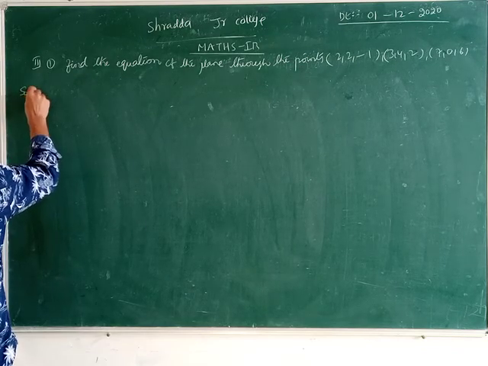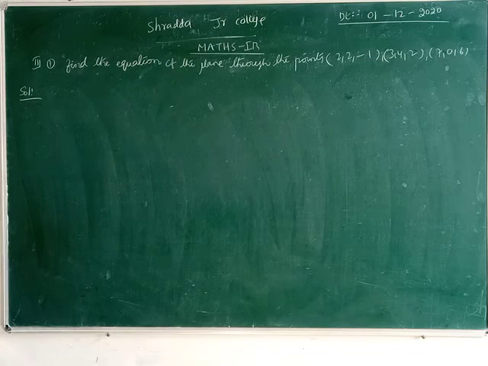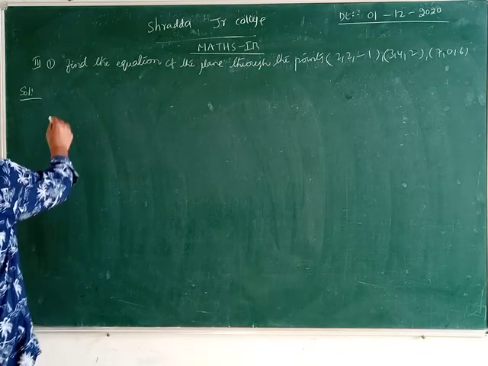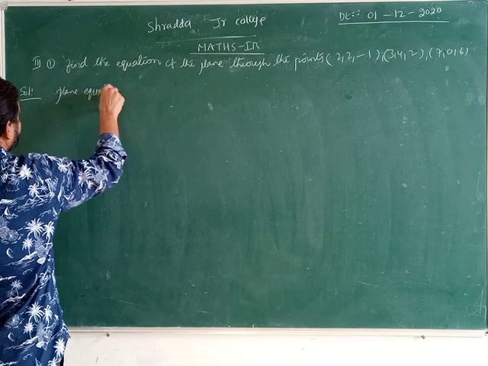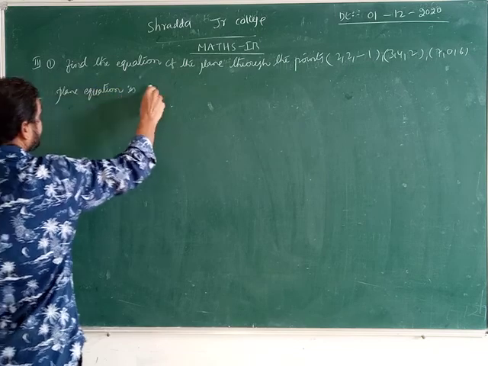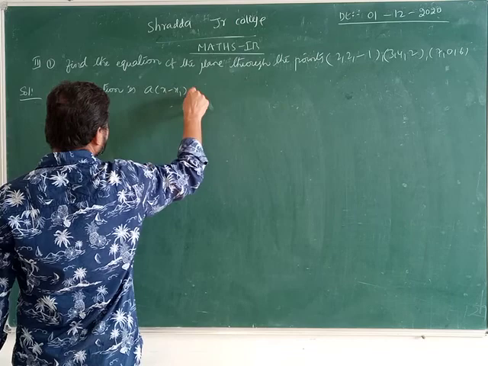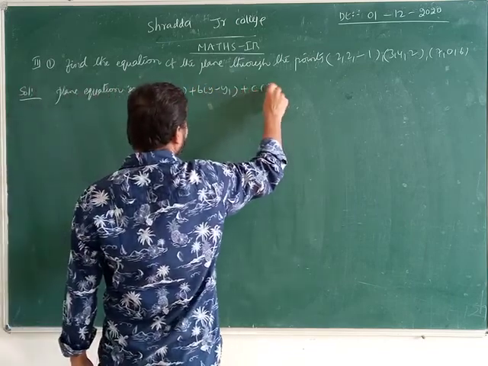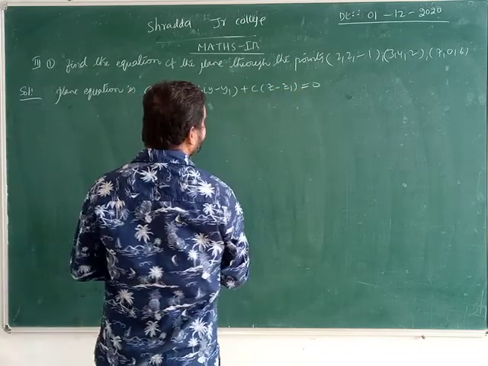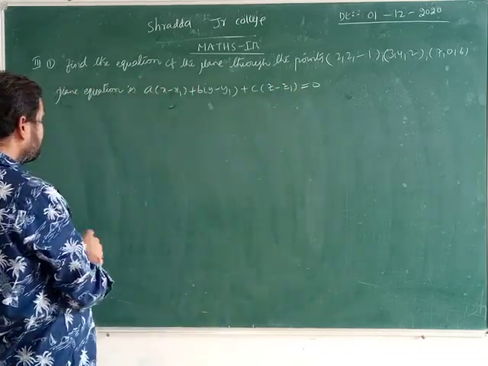See now? Now here, what is the plane equation? Plane equation is A into x minus x1 plus b into y minus y1 plus c into z minus z1 equals to 0.